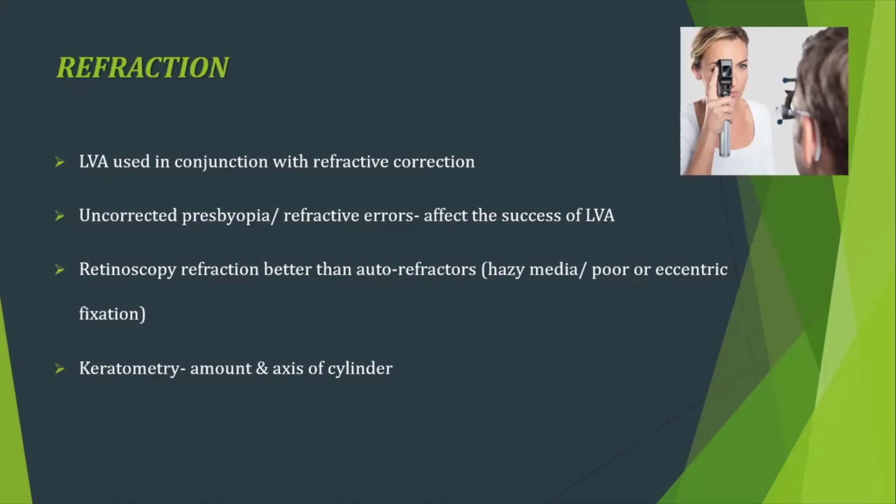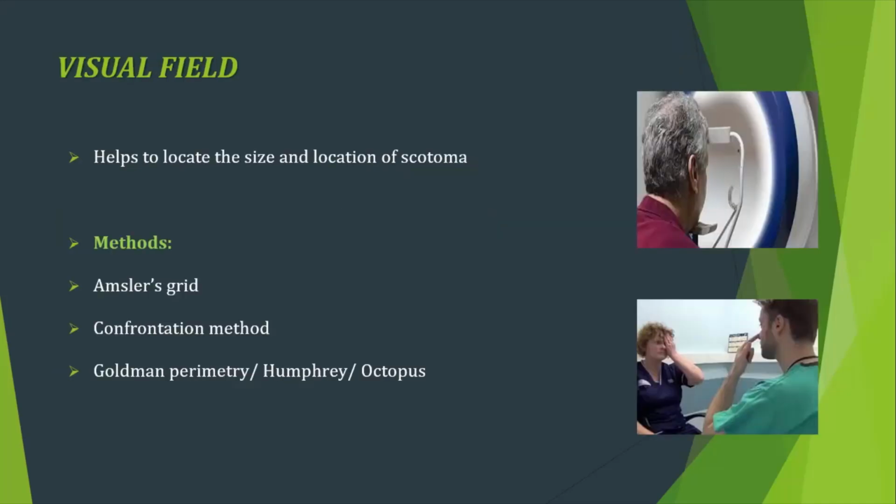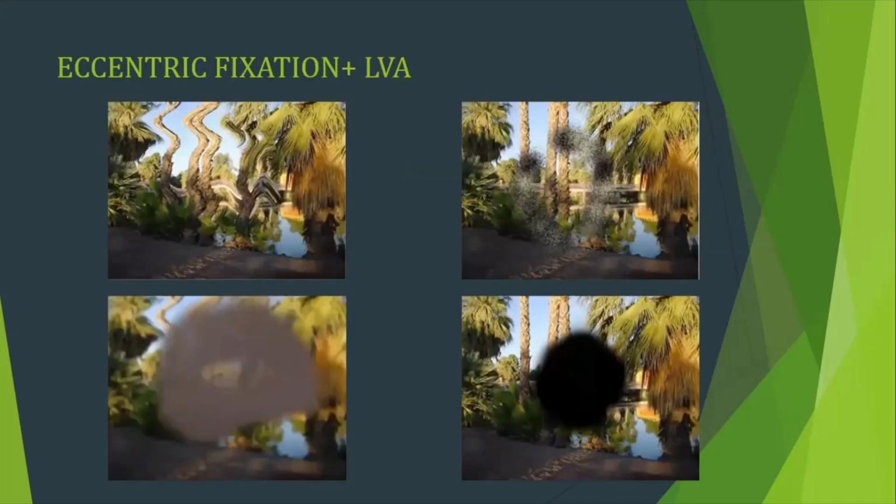And you have to do a thorough retinoscopic refraction because most of the patients will have hazy media or poor or eccentric fixation, and keratometry helps us to know the amount and the axis of the cylinder. And visual field is one of the important things to know the size and the location of the scotoma. Either you can use Amsler grid, a confrontation method, or a Humphrey.